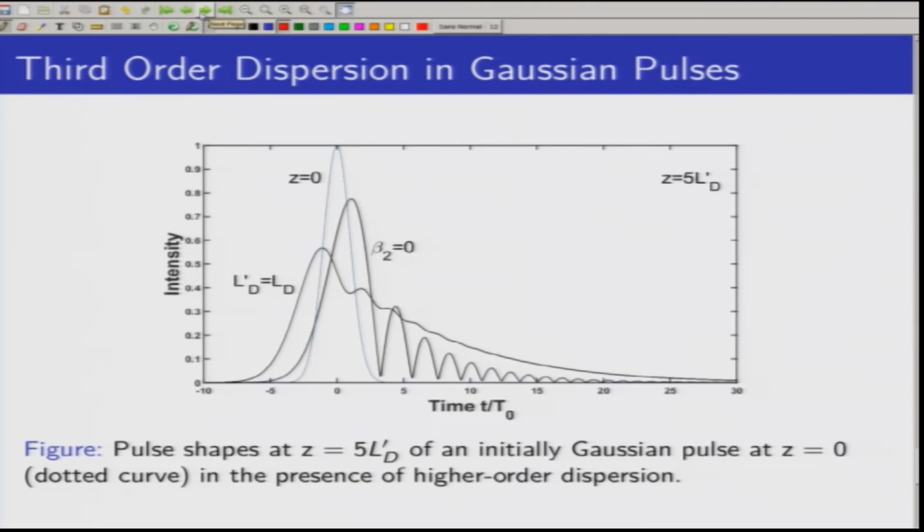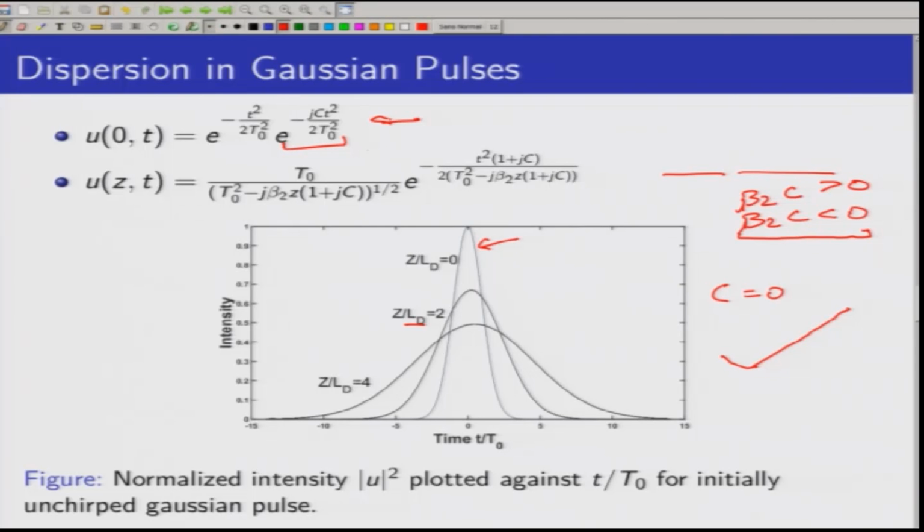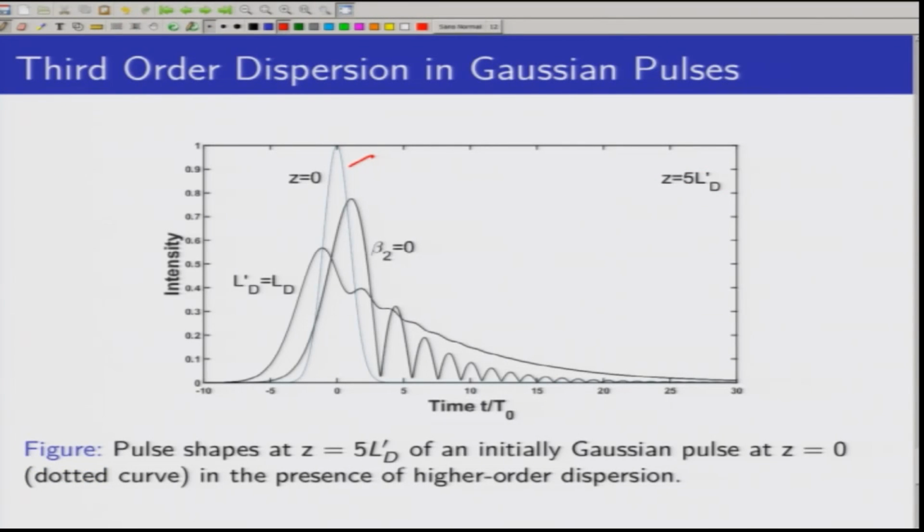The third order dispersion in Gaussian pulses. Previously we saw the equation for the Gaussian pulses was this. Again, we will take the chirp parameter to be 0. So, the incident Gaussian pulse looks like this, and for the case when the second order dispersion is equal to 0, we will see that the pulse not only loses its shape, it becomes asymmetric as it propagates, and it also starts oscillating at the edges.